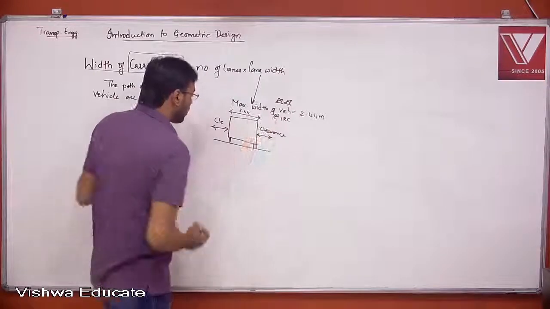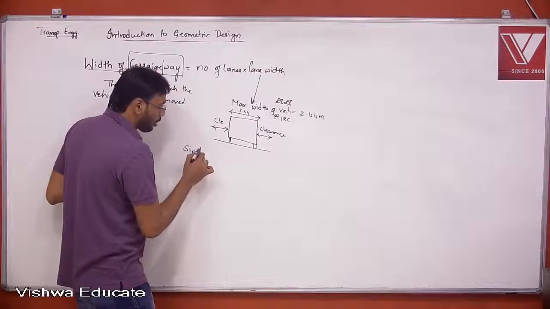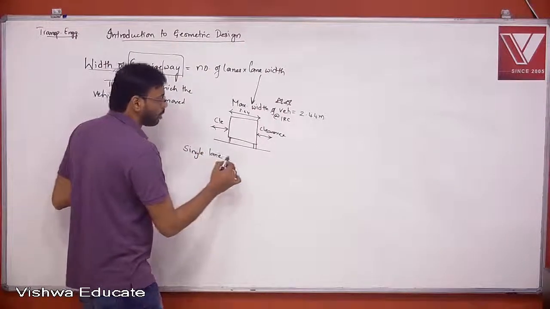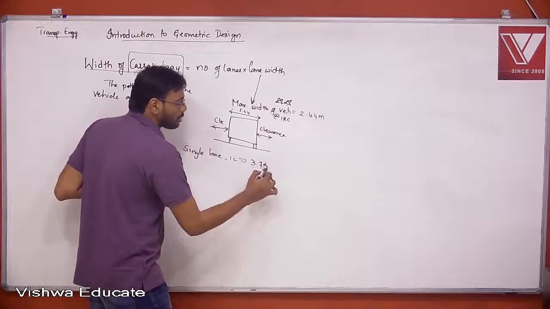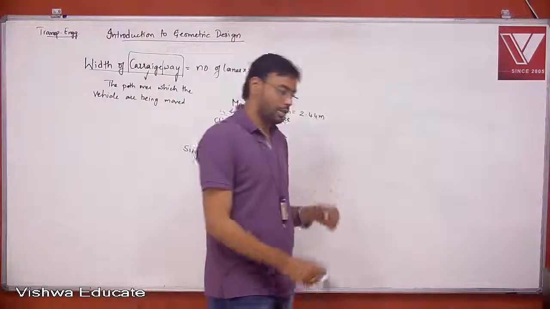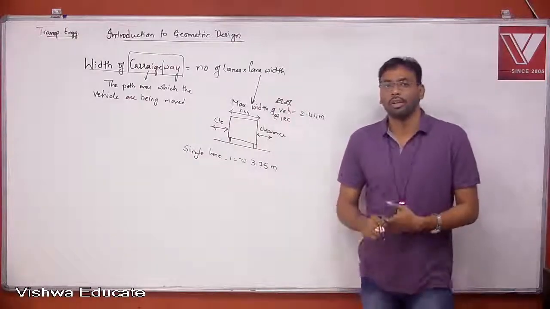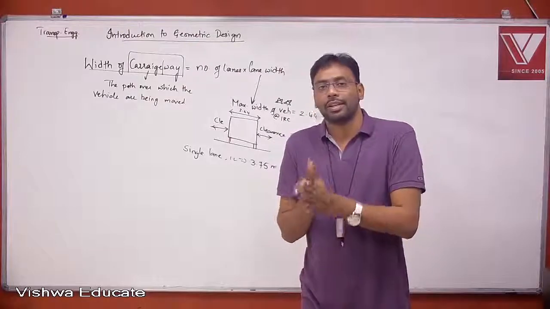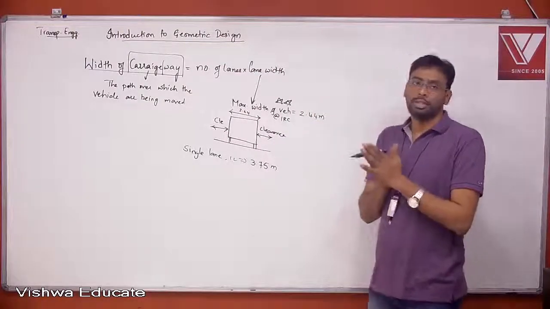Right? So for a single lane road, the width of a single lane road is 3.75 meters. Most of the people will say it wrongly. They call it 3.5 meters. No, the width of a single lane road is always 3.75 meters only.